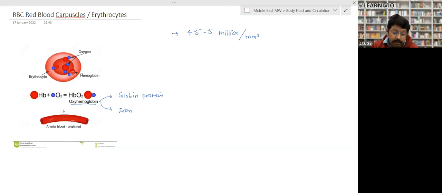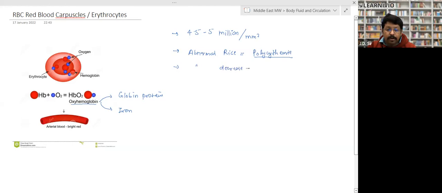Next important point is that an abnormal rise in RBC is a disease. Abnormal rise in RBC is called polycythemia. This disease is termed polycythemia. Polycythemia means abnormal increase in RBC. And abnormal decrease in number is called erythrocytopenia.